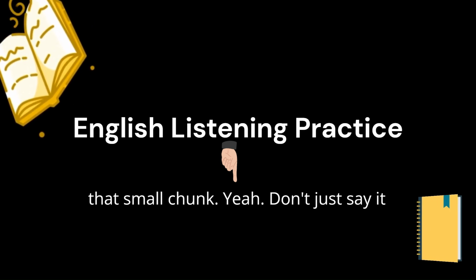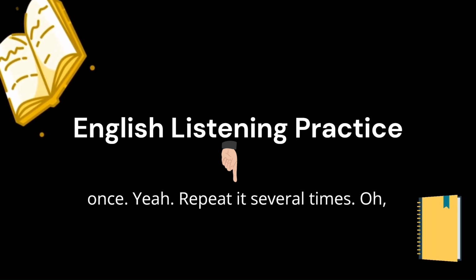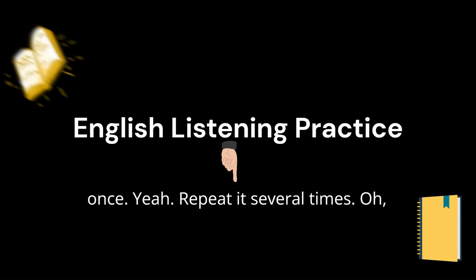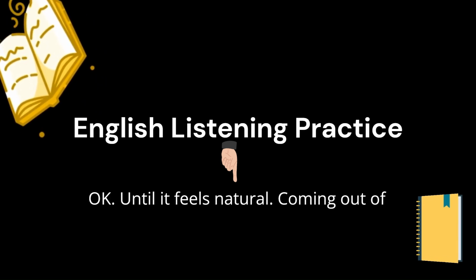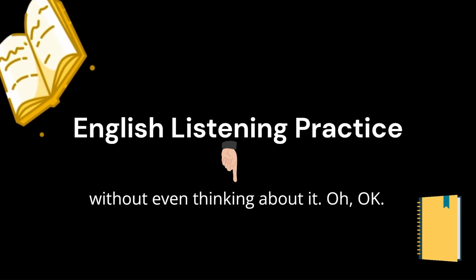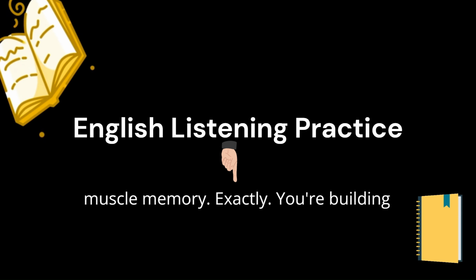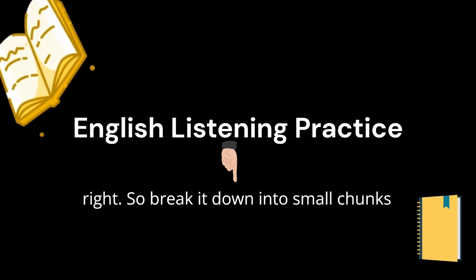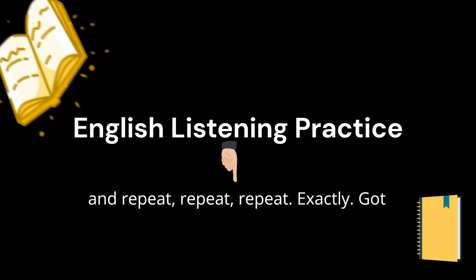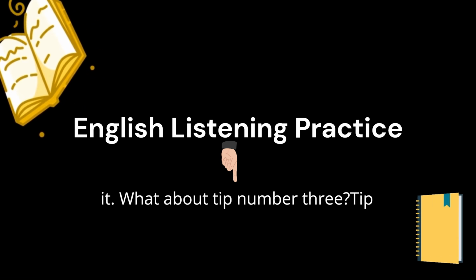Repetition is really important here. Once you've got that small chunk, don't just say it once. Repeat it several times until it feels natural coming out of your mouth, until you can say it without even thinking about it. You're building that muscle memory. So break it down into small chunks and repeat.